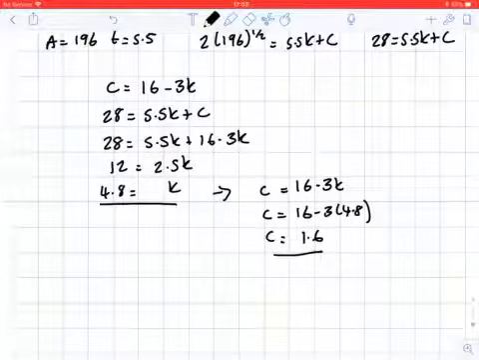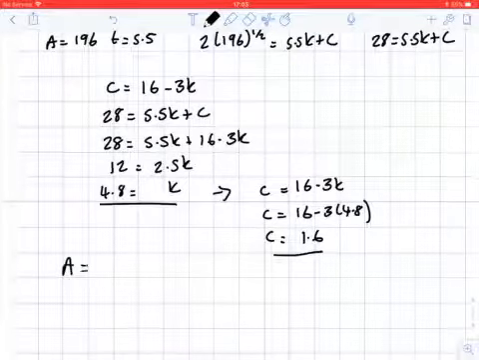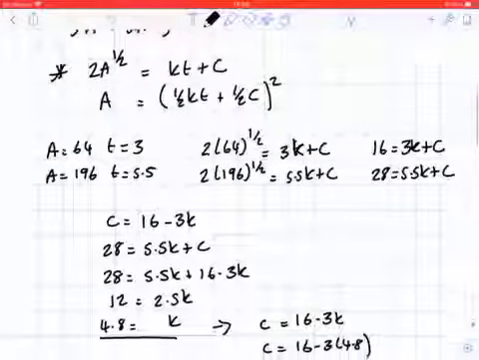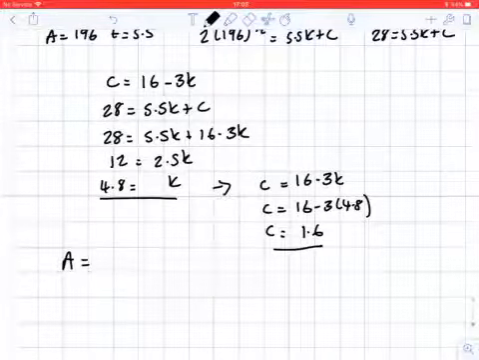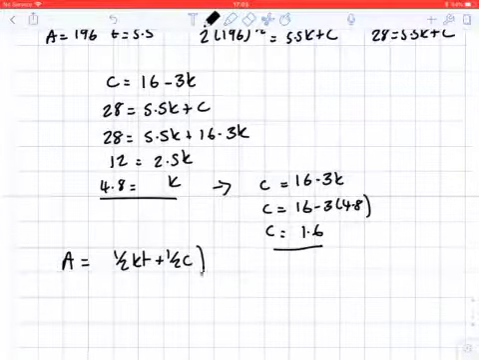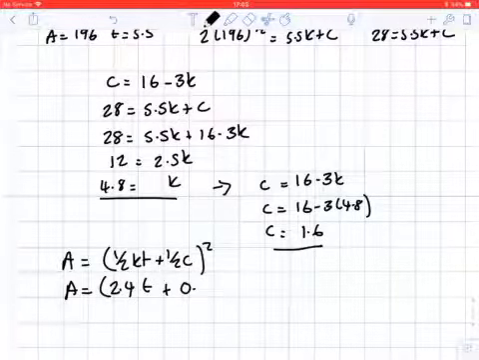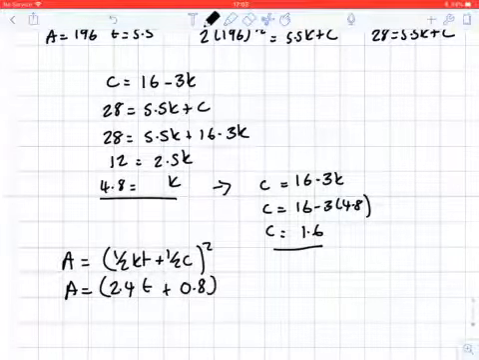Now if you remember, I've already rearranged my formula for A. So A is actually equal to a half kt plus a half c, all squared. I now know that k is 4.8, so half of 4.8 is 2.4. And c is 1.6, so half of c is 0.8, all squared.